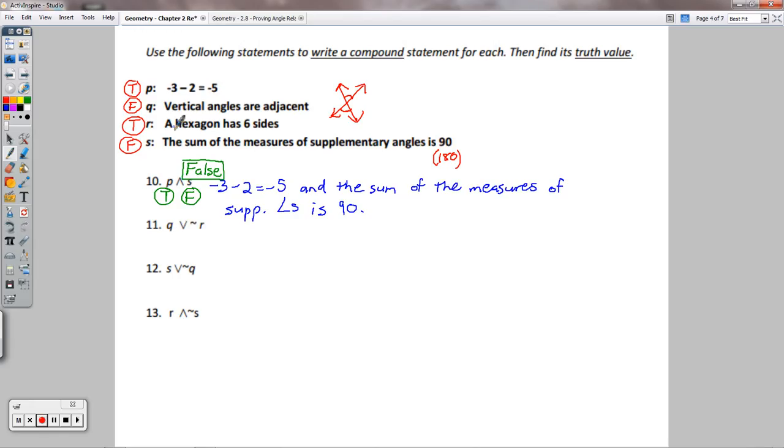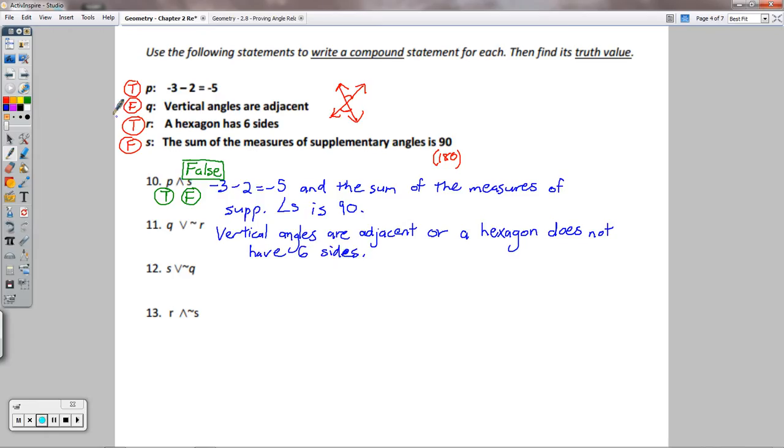This next one, Q or not R. How would we write that? Q is vertical angles are adjacent. And then the word or for the kind of V-looking symbol right there. Vertical angles are adjacent or not R. So not R, we're going to say a hexagon does not have 6 sides. A hexagon does not, doesn't also works, does not have 6 sides.